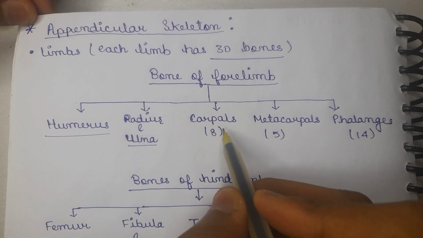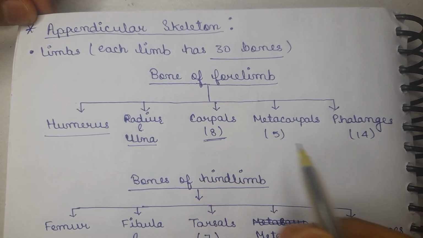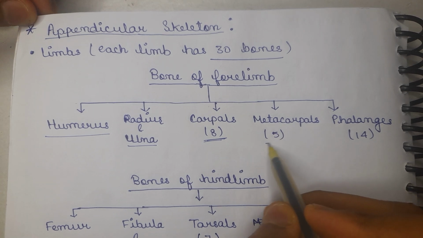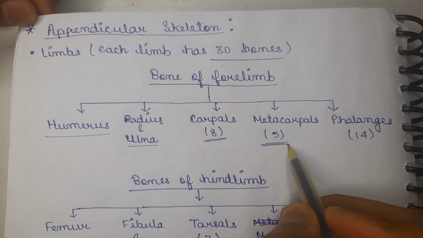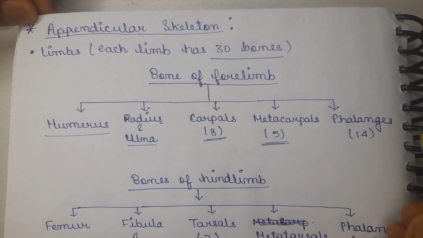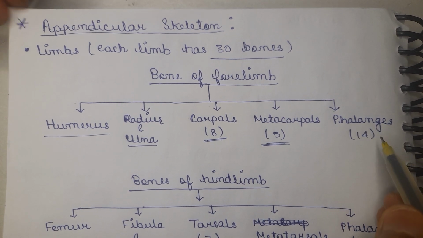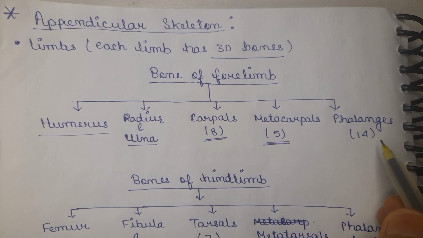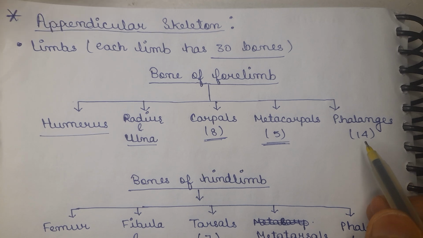The third one is the carpal, and the number of bones is 8. The fourth one is the metacarpal, and the number of metacarpals in the forelimb is 5. The fifth one is the phalanges, which means there are 14 phalanges bones in the forelimbs.